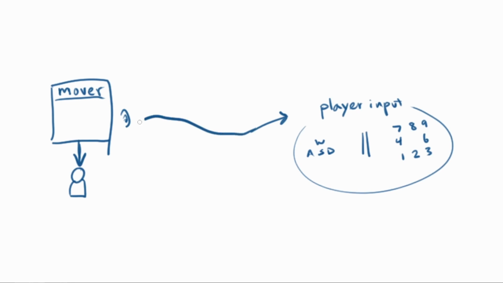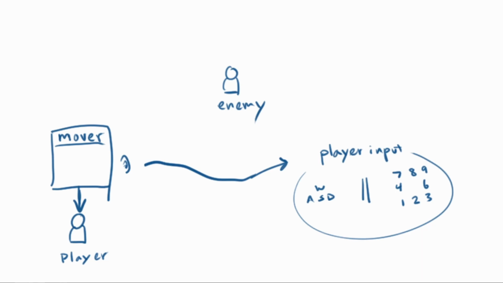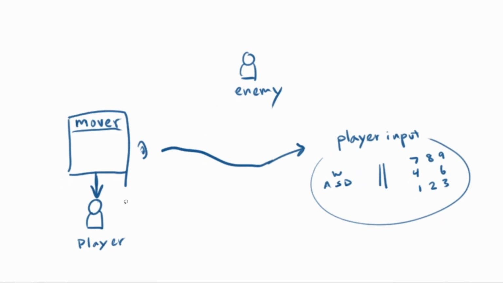And so now the player will move. And the really good thing about this type of pattern for script is that we could have the player and we could also have the enemy use the same script. So we could have an enemy over here too. And we want the enemy to move as well. So you could have the enemy use the same mover script.